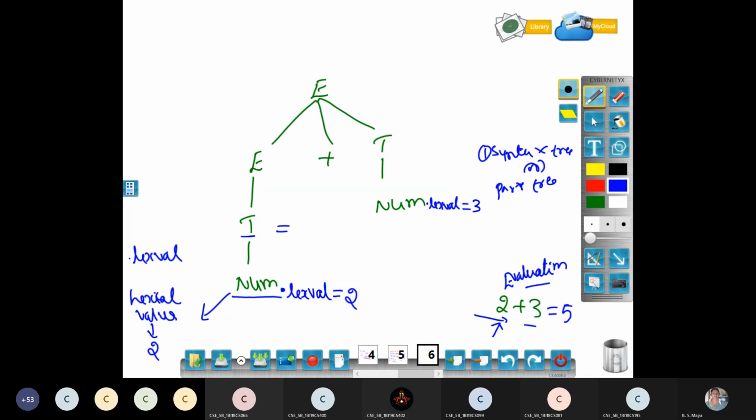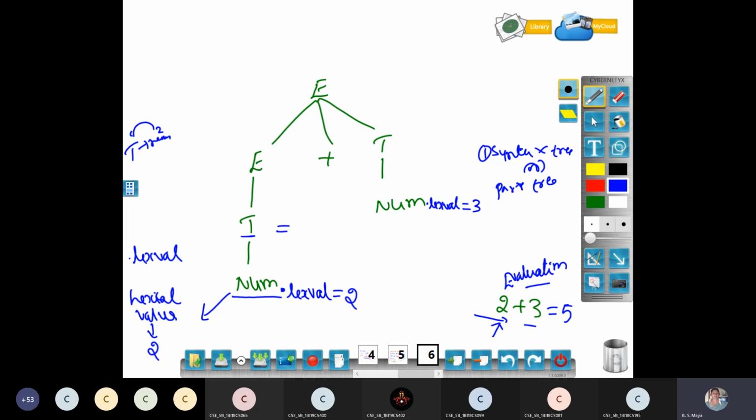Pratiksha, what is the value of T? How to calculate T? T derives number. The meaning is whatever value should be there, that should be assigned to T, right? Yes, ma'am. You come to according to that rule.